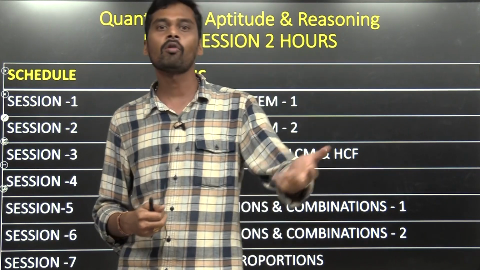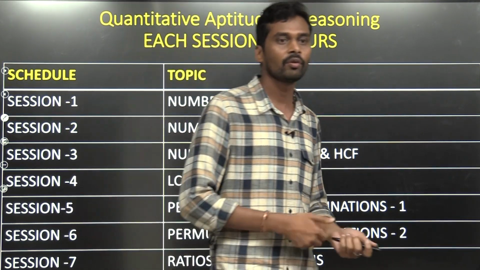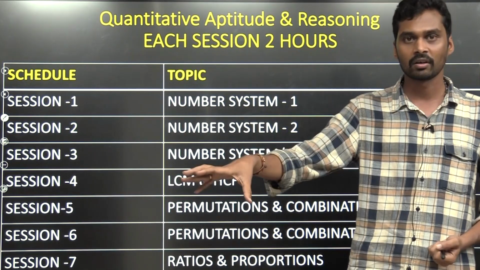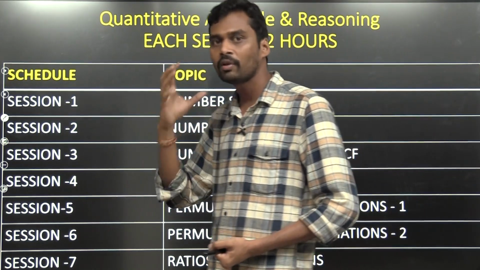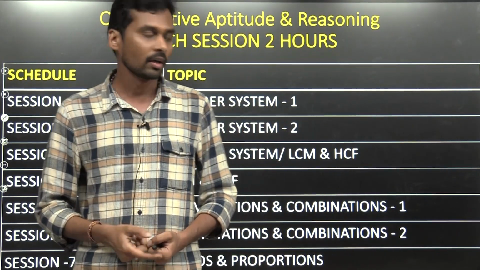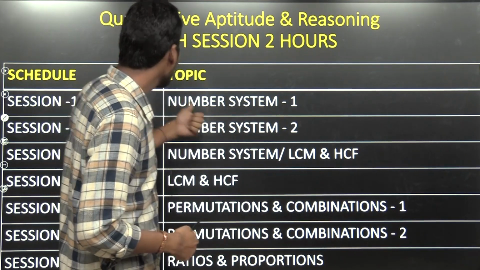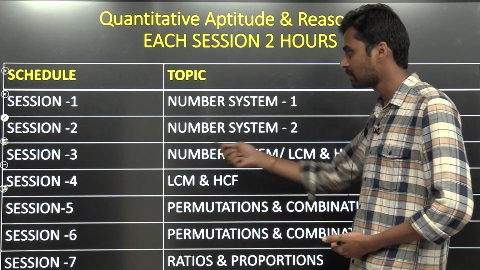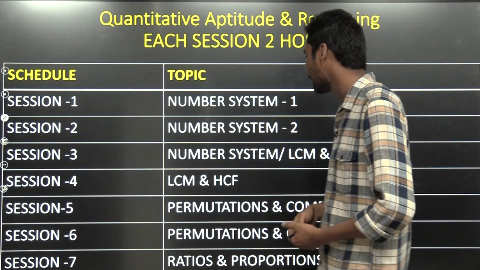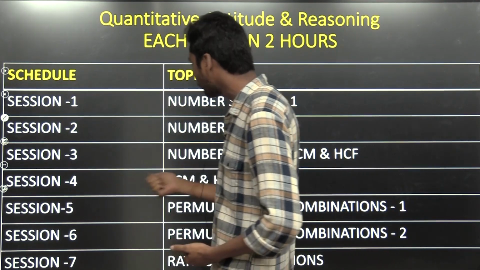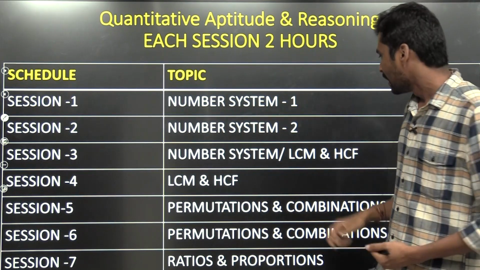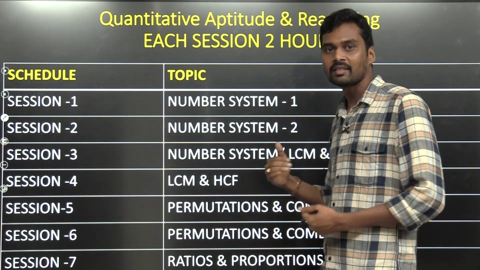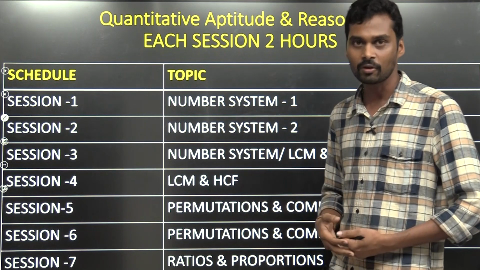There are so many topics in arithmetic and reasoning which we don't necessarily focus on. There are a few topics which we need to focus on more. For example, here session 1 has number system 1 and session 2 has number system 2, session 3 also again has number system and LCM and HCF. Session 4 also has LCM and HCF. Actually, LCM and HCF is an integral part of the number system topic.